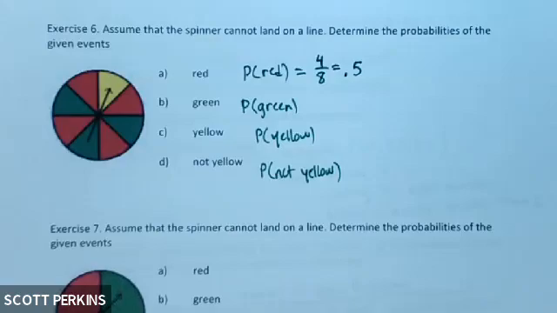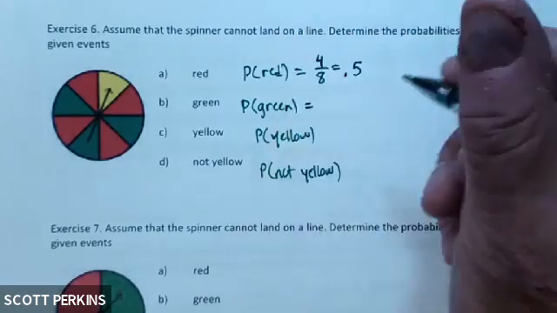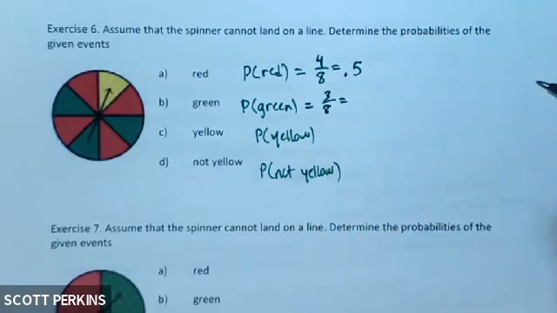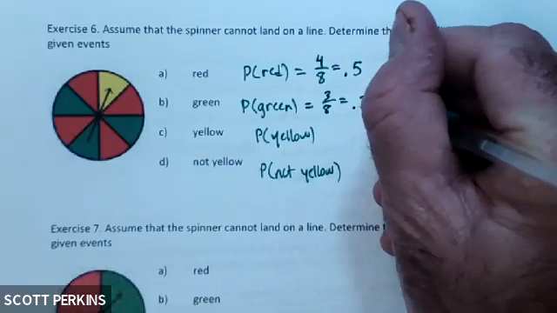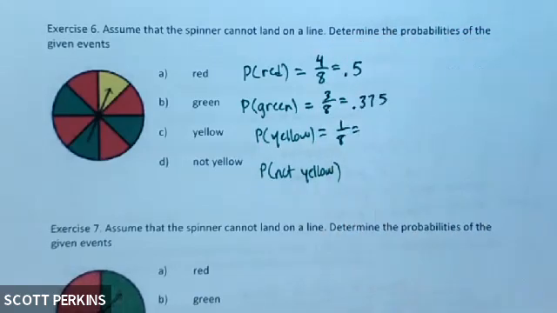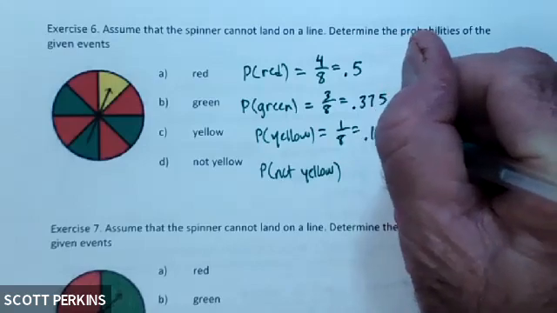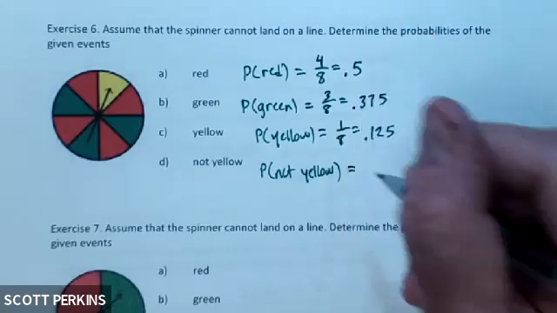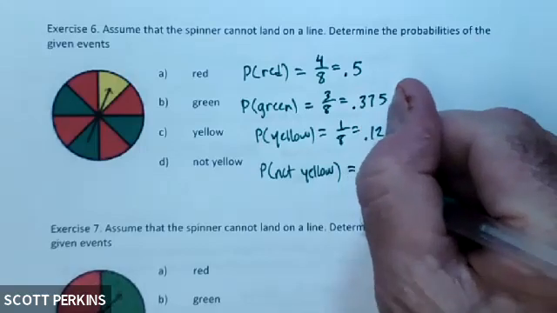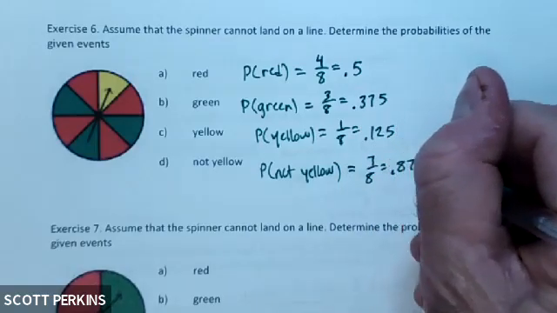How about green? How many green spaces? All right, 3 out of 8. So you're done if you're reducing the fractions, but if not, 3 divided by 8 is 0.375. Yellow, there's 1 out of 8 spaces that are yellow, so that's 0.125. And then not yellow, how many not yellow spaces are there? Yep, 7 out of 8, and that's 0.875.